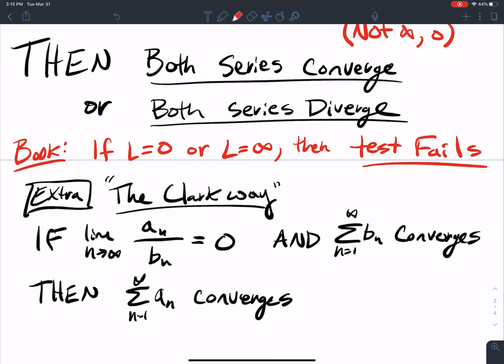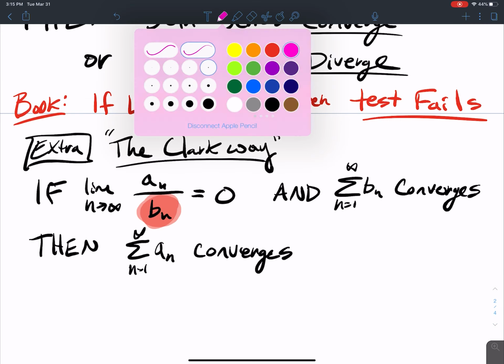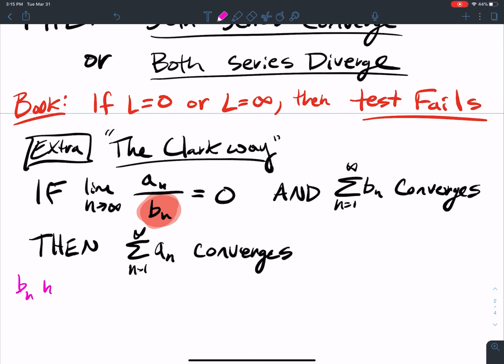So what is this telling me? All right? Now look. If we have a ratio of a n over b n, and we take the limit as n goes to infinity, and the limit is 0, that tells me that b n dominates a n. Okay? So let me write that out. So b n has to be larger than a n. It's stronger. It's just flat out stronger. It's pulling it down to 0. Okay?